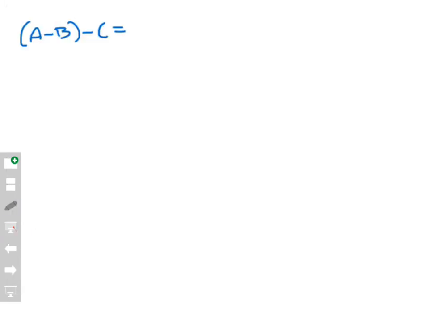And here we are. Let me just make sure my color is correct. There we are. And so A minus B minus C. Now, first of all, what is that equal to? Let's use set identities that we know. So I'm going to go in here inside the first parenthesis and rewrite that as A intersect B complement minus C. And that's because of that basic property, the one that we proved.